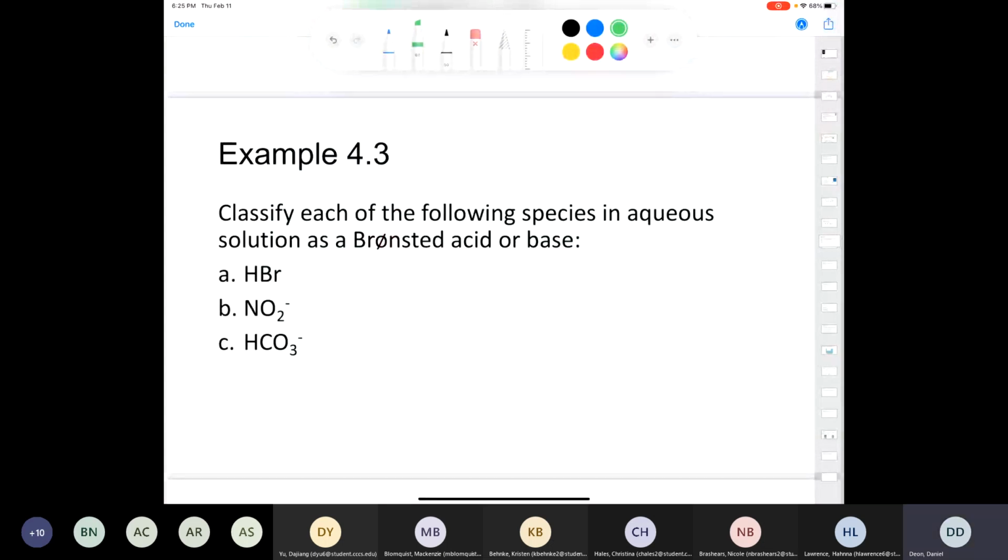Well, let's look at a practice problem. Question 4.3. I'm going to give you a second to think about this one. It says classify each of the following species in aqueous solution as a Bronsted acid or a base. Remember that a Bronsted acid is an H plus donor and a Bronsted base is an H plus acceptor. All right, I'll give you a couple seconds to think about that.